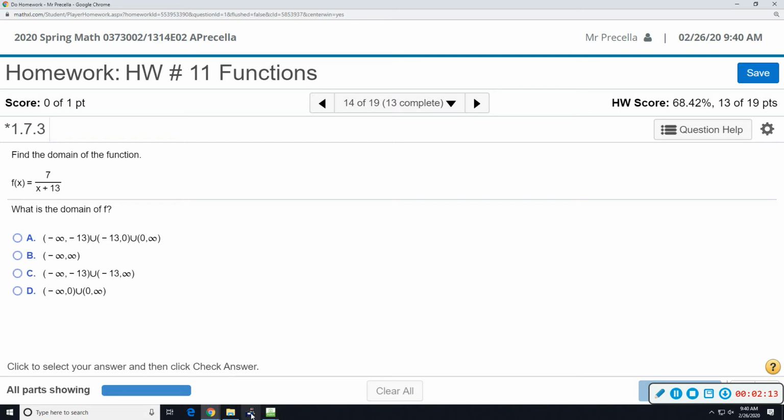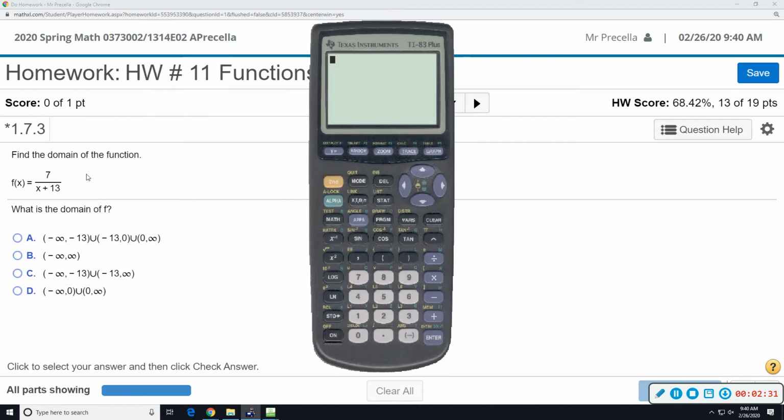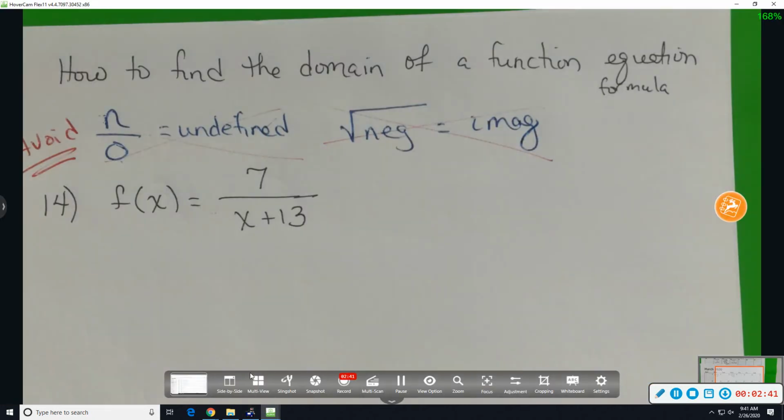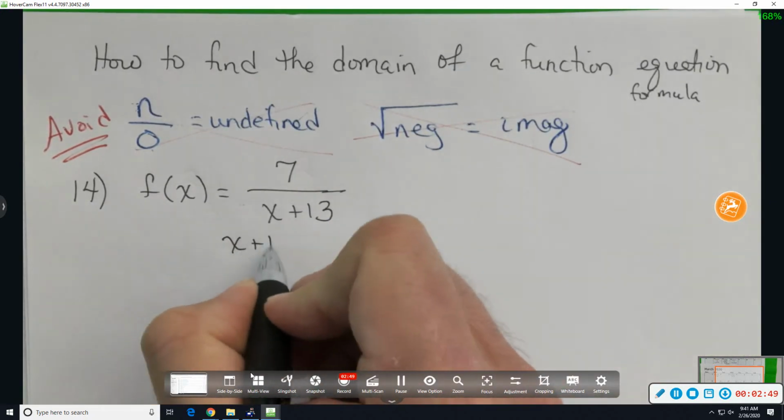If you were going to punch it in your calculator, could you plug a 1 in for x? Well, sure. 7 over 14, your calculator would give you, what, a 0.5? I'm just choosing 1 at random. But what number can't you plug in? There's one number that we can't have. Well, we can't have a 0 in the bottom of the fraction. See if y'all recall doing this before. If you have a fraction, you say, okay, the denominator can't be 0.